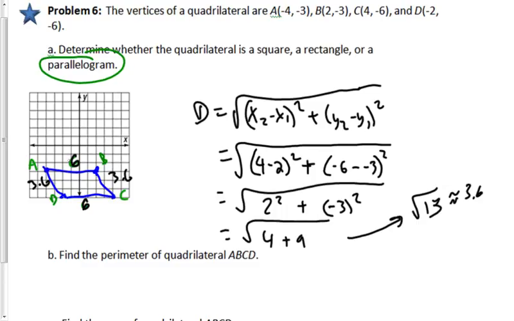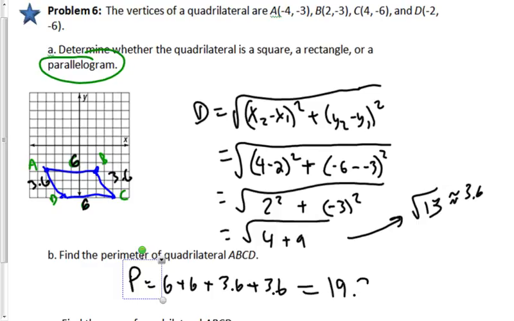Those are just those diagonal sides. So to find the perimeter, we're going to do 6 plus 6 plus 3.6 plus 3.6 and get a total perimeter of 19.2. That is just units because that is just perimeter.